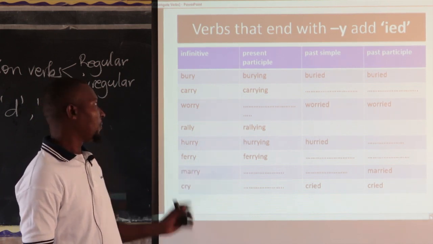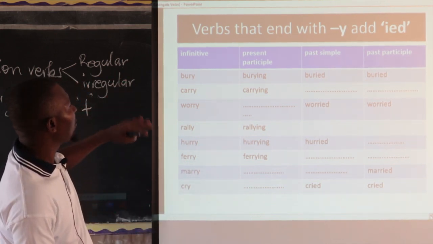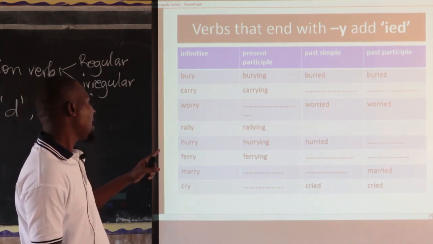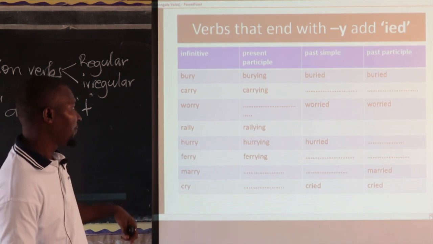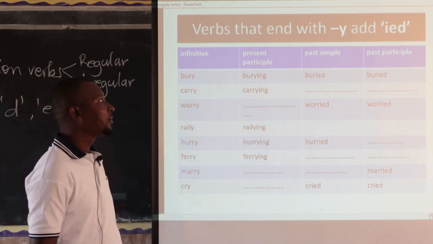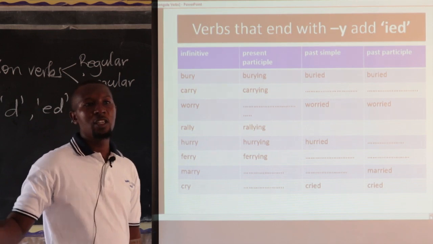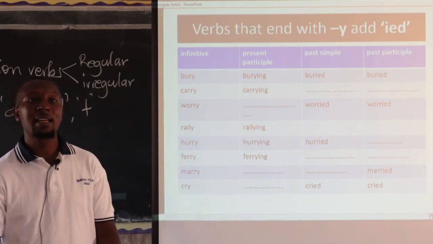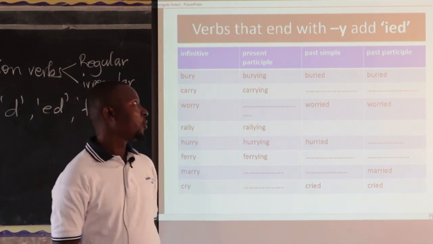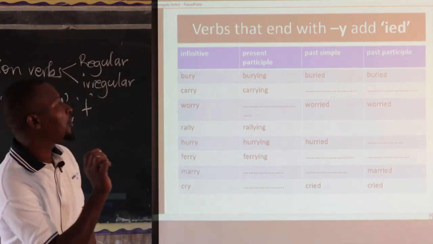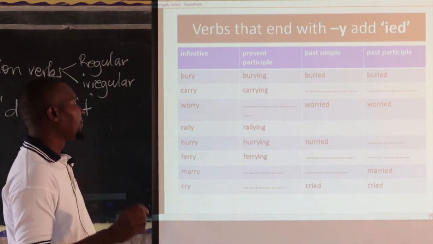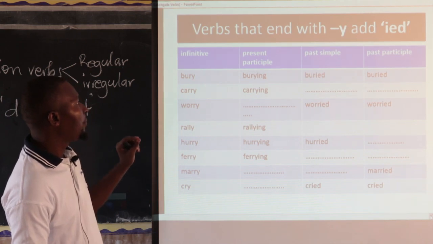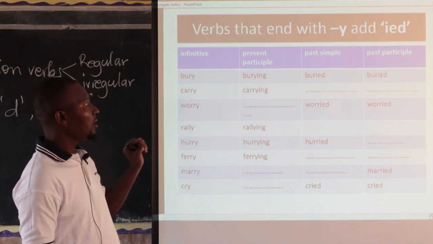They normally challenge you. For instance, the infinitive part of it, we have words like bury, carry, worry, rally, hurry, ferry, and marry. In the present participle form, this is the tense that we call the present continuous tense. When we're trying to express an action that is taking place at that particular time of reporting, we use what we call the present participle form of the given word. For today's case study, I want to put emphasis on the present participle form of these words.